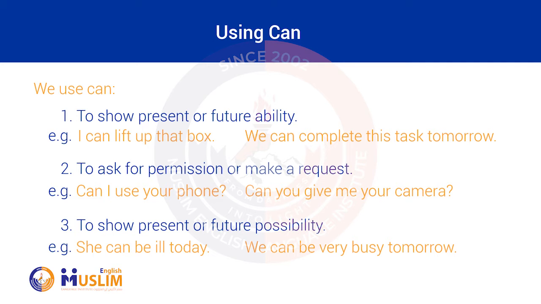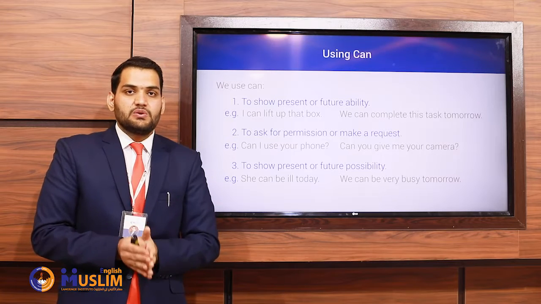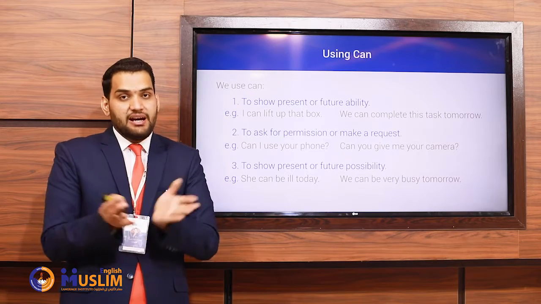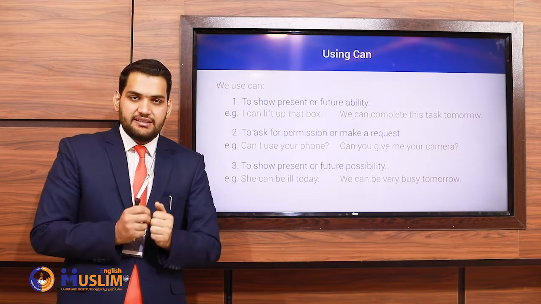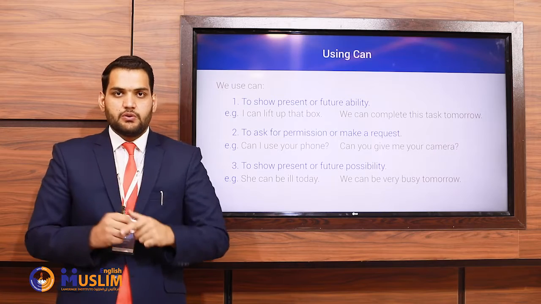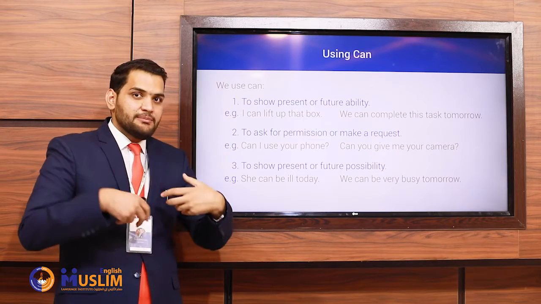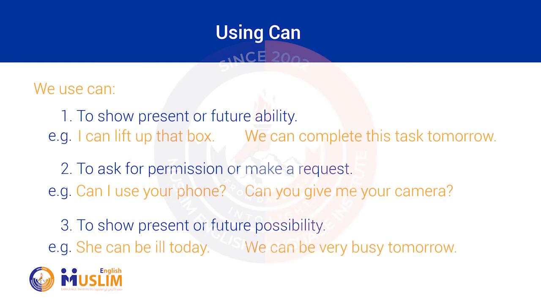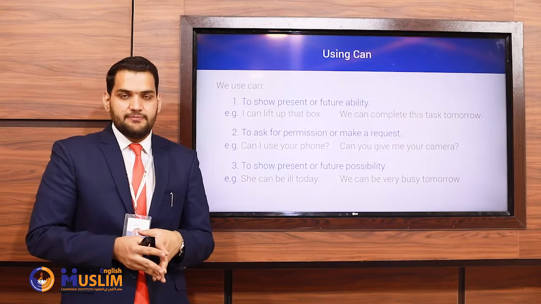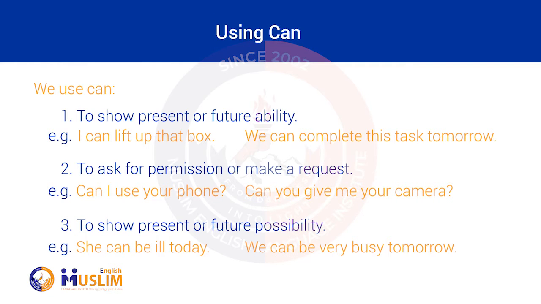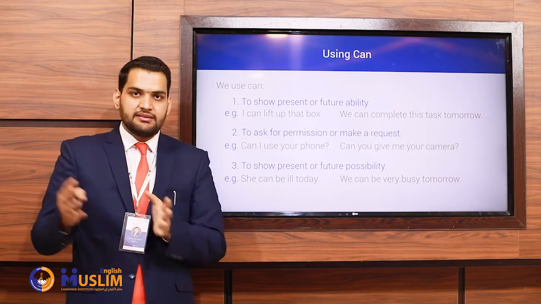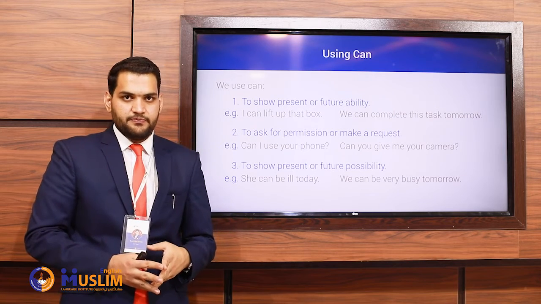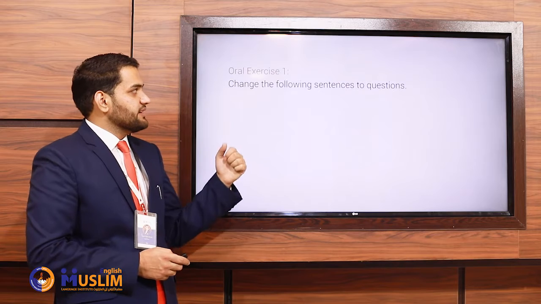Number three, to show present or future possibility. This time, we can use can to show possibility, in the present or future. When something is possible, it may happen. For example, she can be ill today. This is present possibility. And we can be very busy tomorrow. This is future possibility.